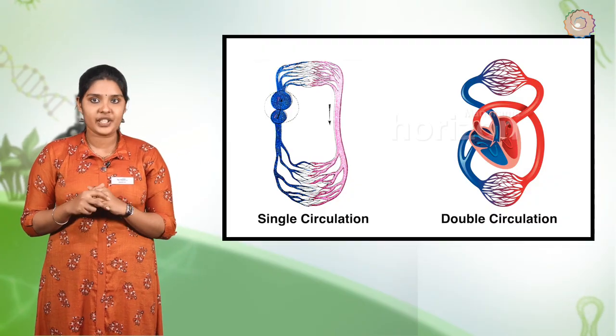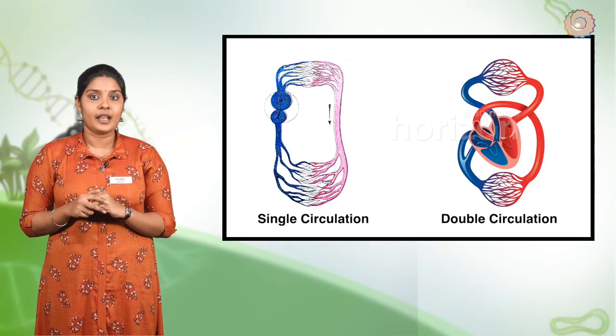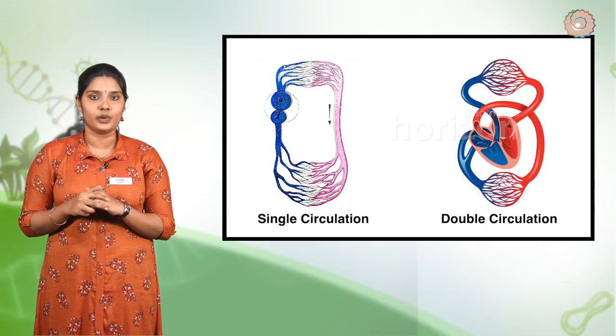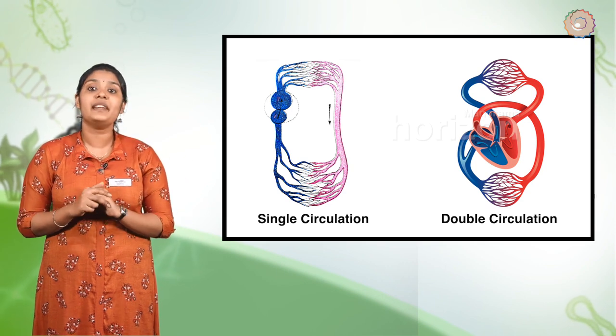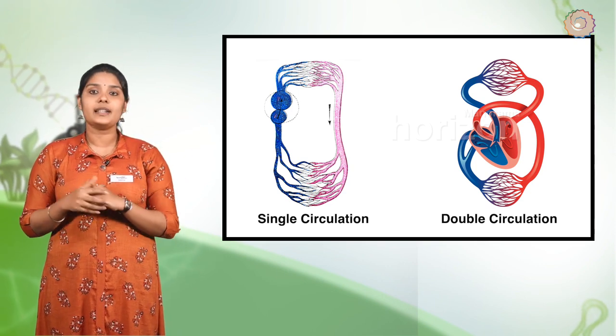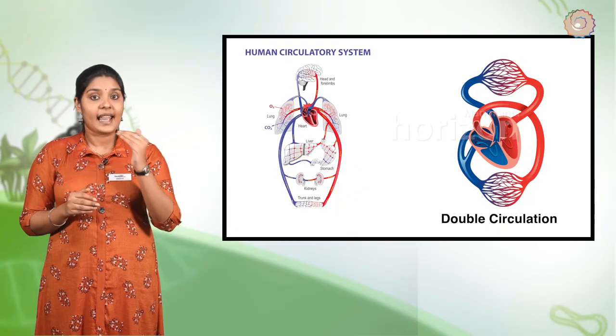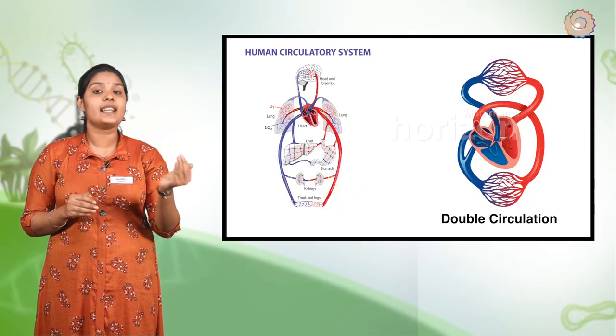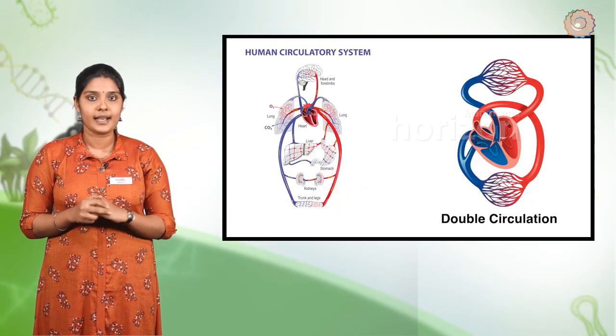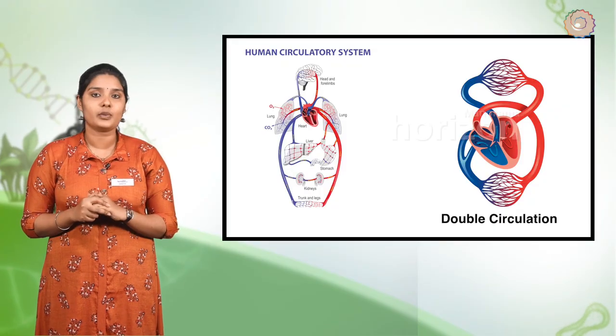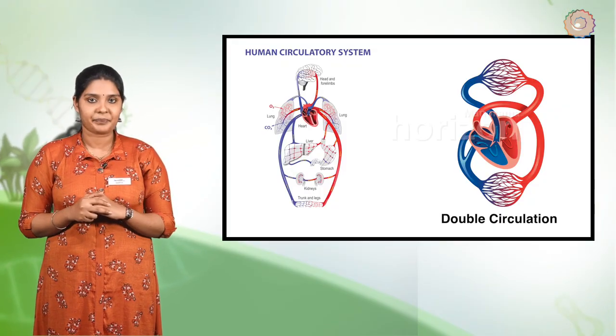Other animals like fishes have single circulation, where blood completes a circuit through the entire animal only once. The main advantage of double circulation is that every tissue in the body has a steady supply of oxygenated blood and it does not get mixed with the deoxygenated blood.